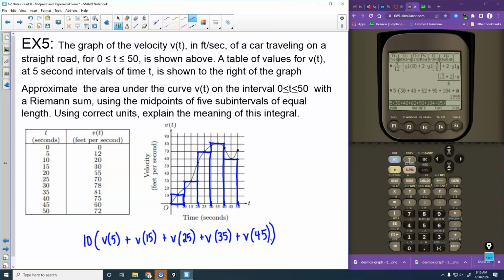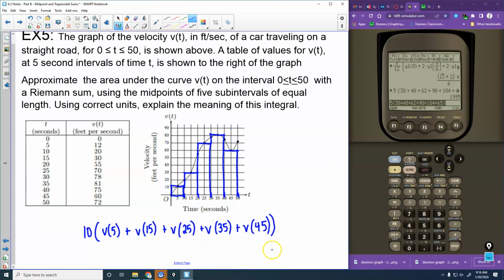And then those values we can get from the table, right? Because the table gives us those values. So we've got 10 times, we'll have 12 plus 15 is 30. V of 25 is 70. V of 35 is 81. And V of 45 is 60.